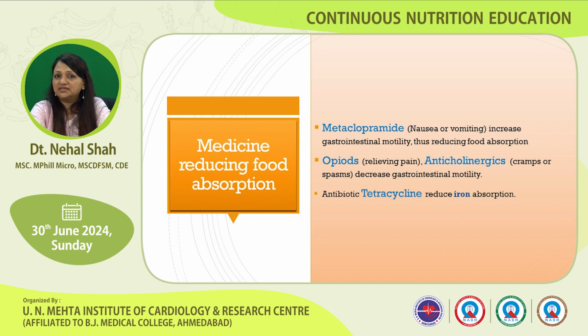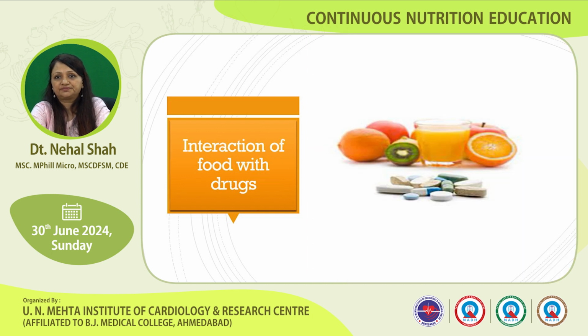Certain medicines reduce food absorption. Example, metoclopramide used for nausea or vomiting increases gastrointestinal motility, thus reducing the food absorption. Others are opioids that are used in relieving pain, anticholinergics that are used for relieving cramps or spasms, decrease the gastrointestinal motility and reduce the pain. So this also affects the food absorption. Certain antibiotics such as tetracycline can reduce iron absorption too.